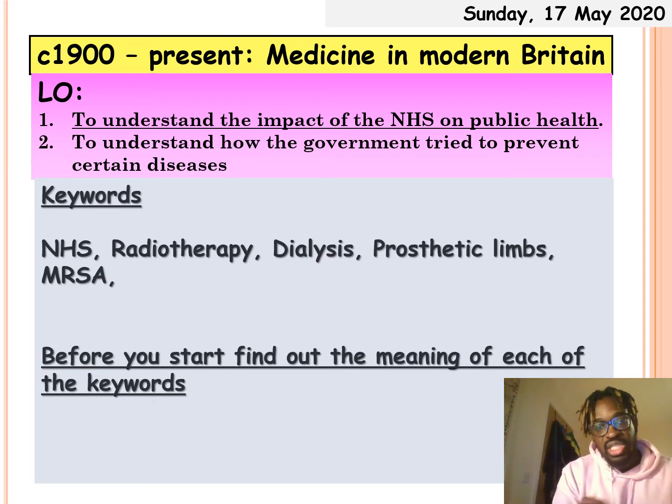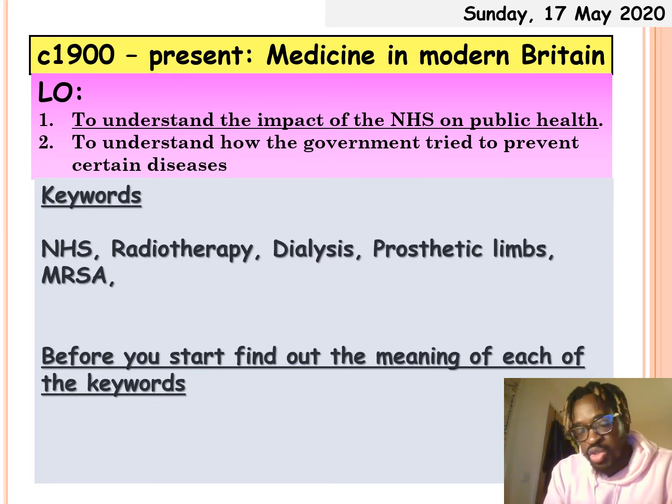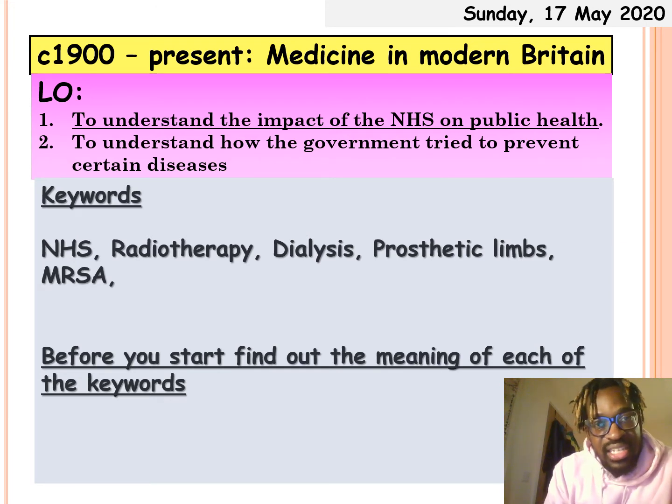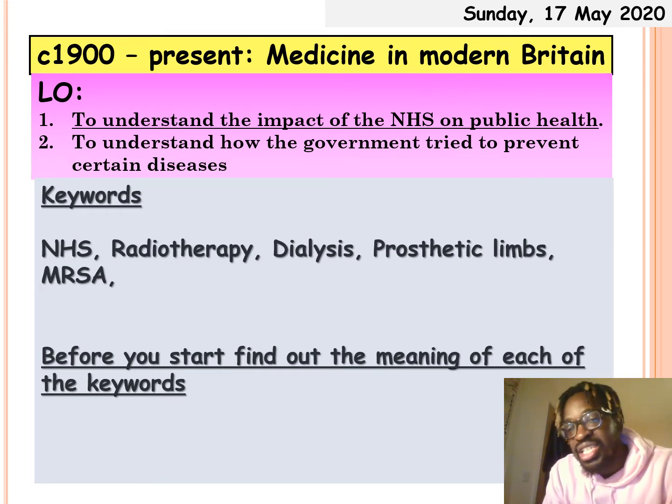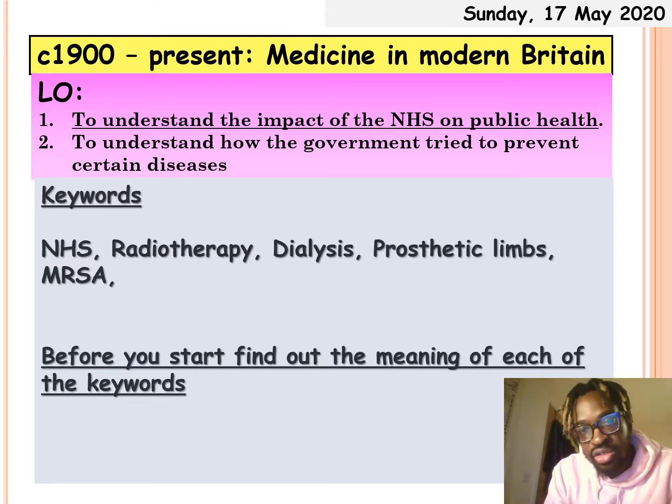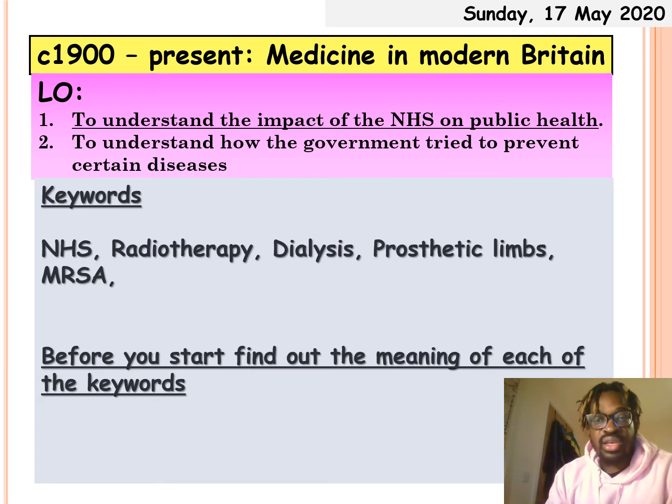If you think about the work we did in 1700 to 1900, you're talking about how cholera was defeated and how the government started building sewers and providing clean water. That takes up to 1900, but from 1900 onwards to the present day, it's the NHS that you focus on. What has that done to improve people's public health? And then the second focus, to understand how the government has then tried to help us prevent certain diseases spreading around England. The UK, sorry.